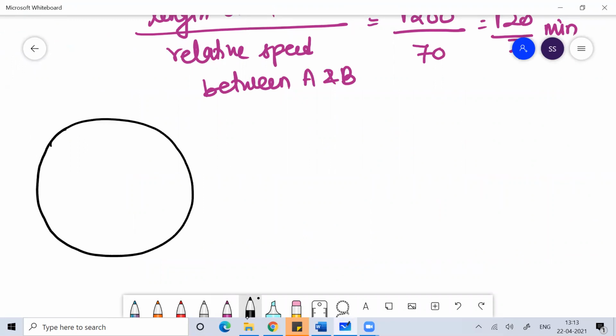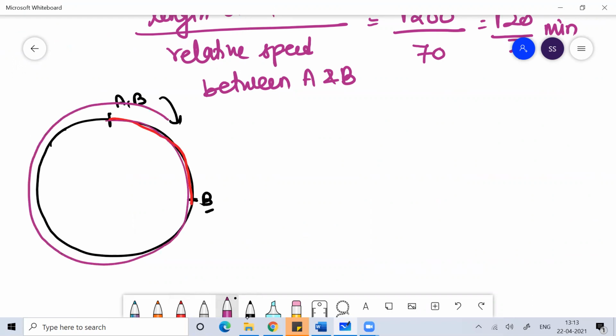So understand, whenever two persons are meeting the first time when they are running the race, A is there and B is there, and somewhere in the path they'll meet. When B has just covered this distance, A would have covered the distance from here and then here. So the difference between the distance covered by A and B will be 1200. That part you can understand.